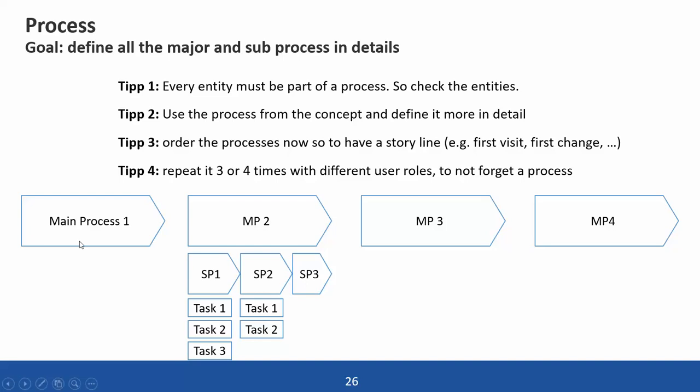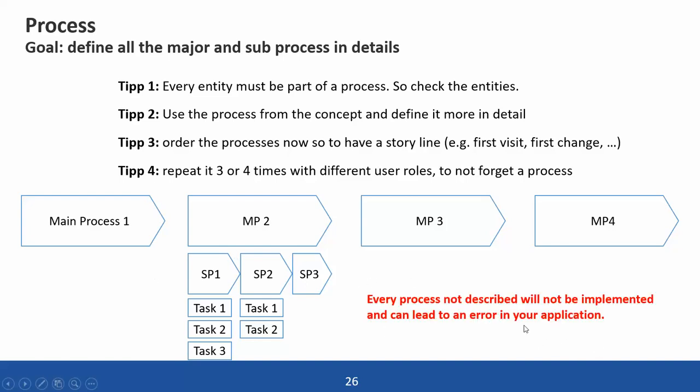So the user is starting with the process. What is he seeing? What can the user do? What can the user change? What is the next thing the user can change? And if you have different user roles, try to go through the process with every user, and every user role must be able to do everything you imagine. So that's a really good exercise to define everything you need.